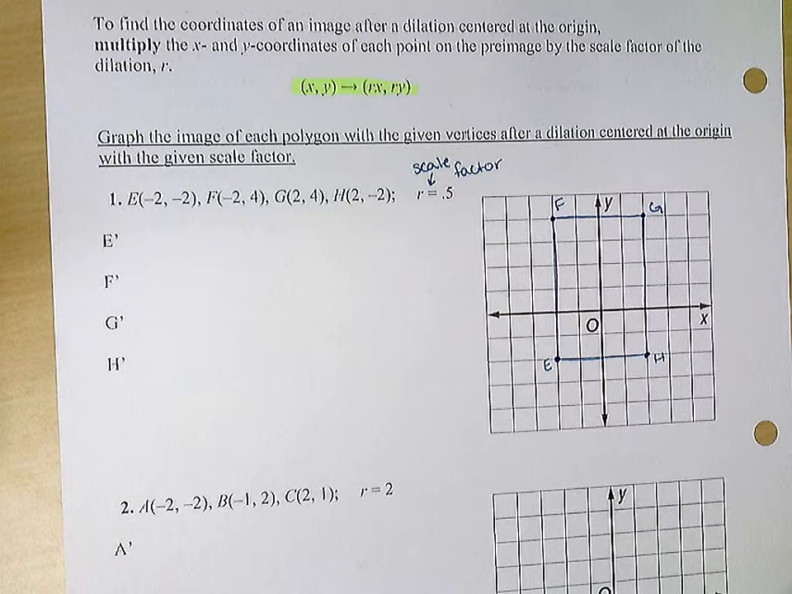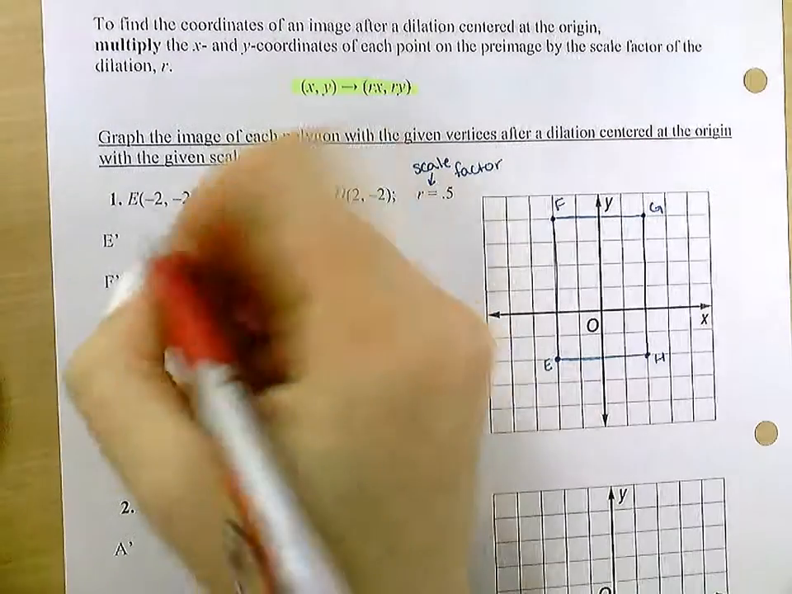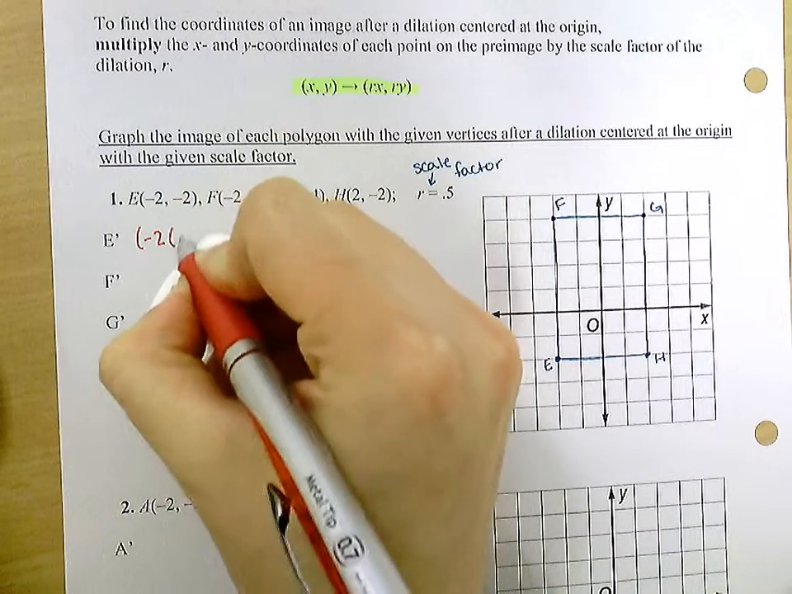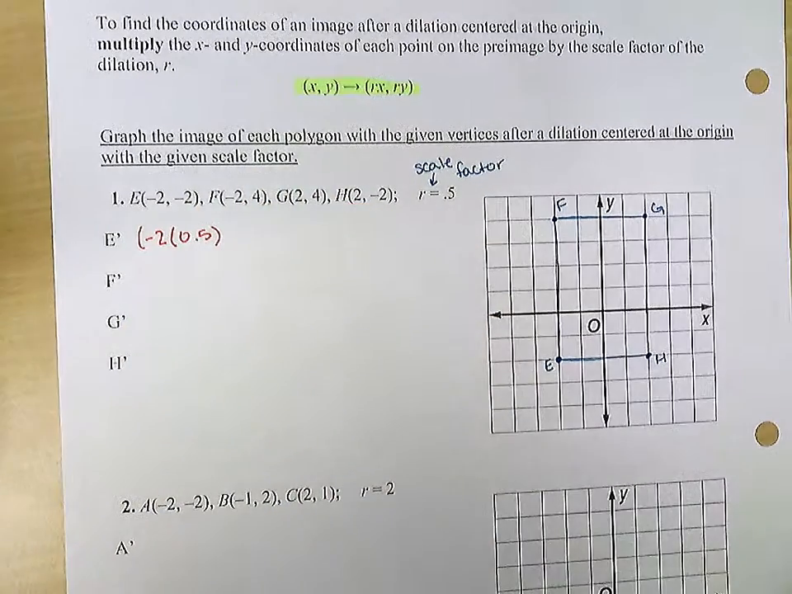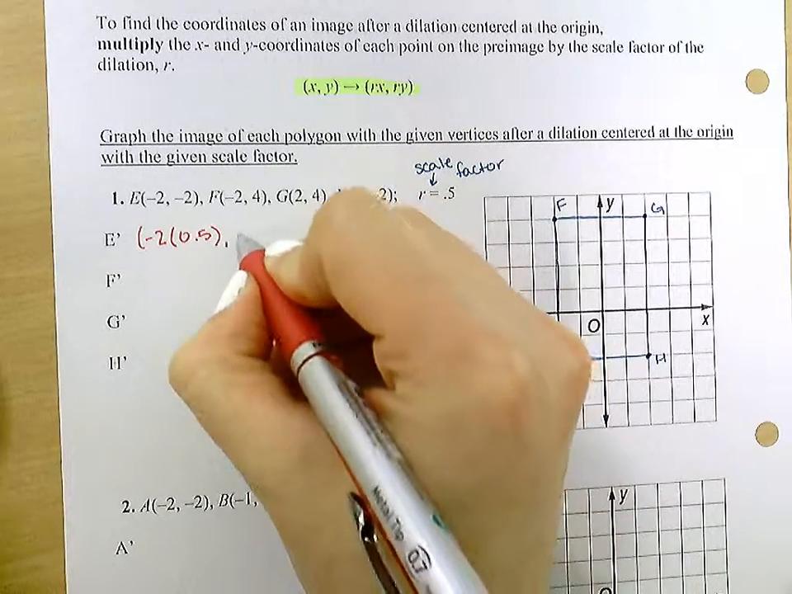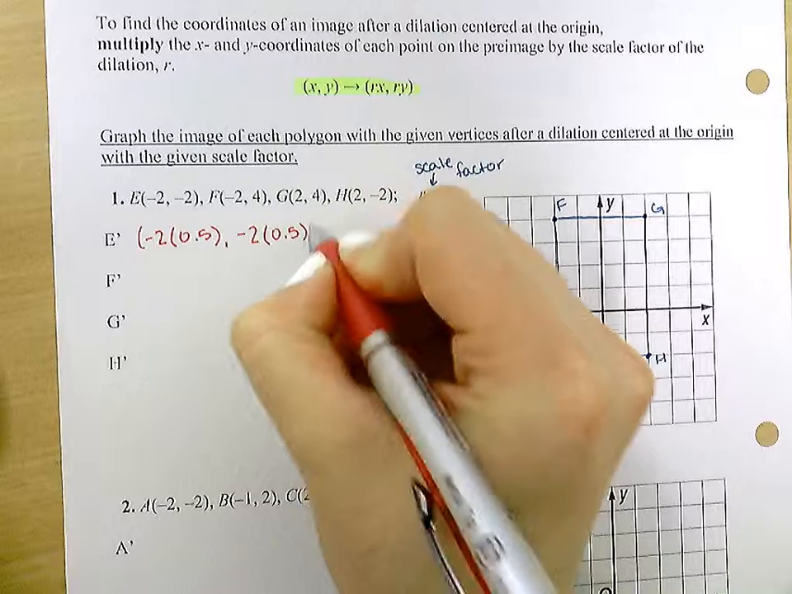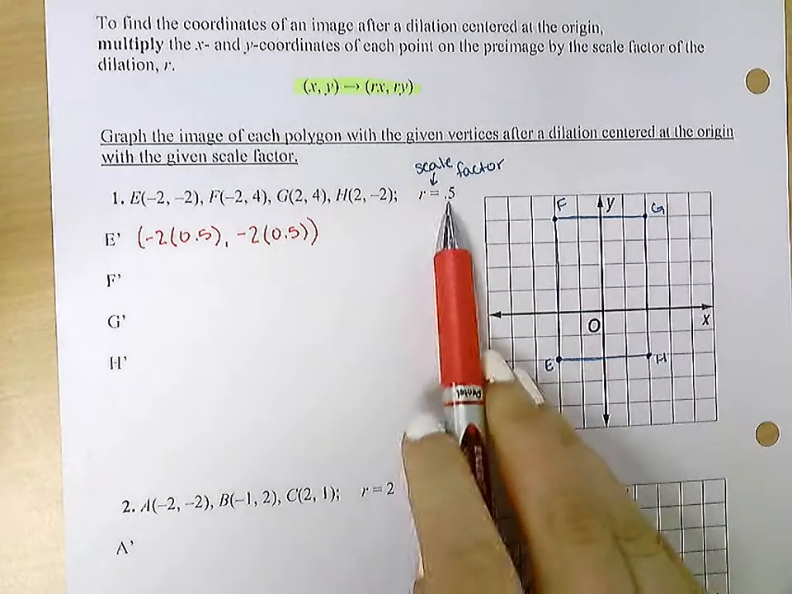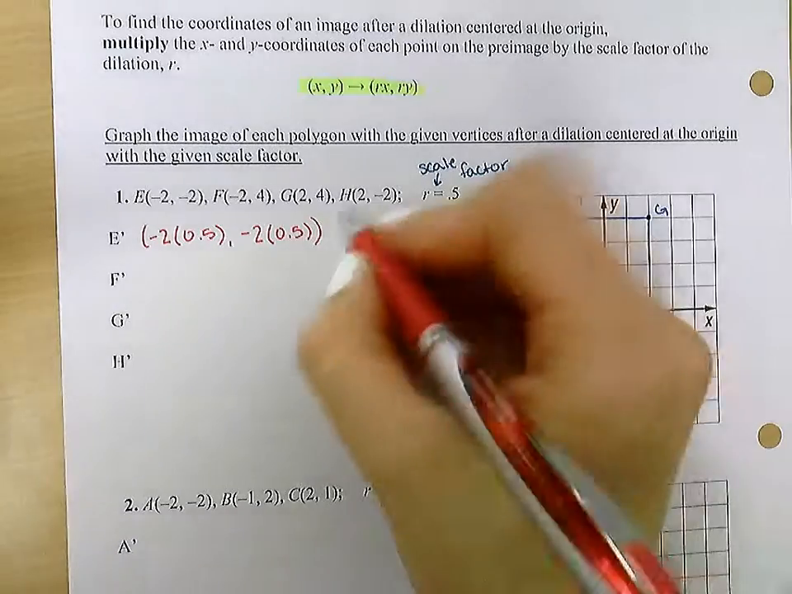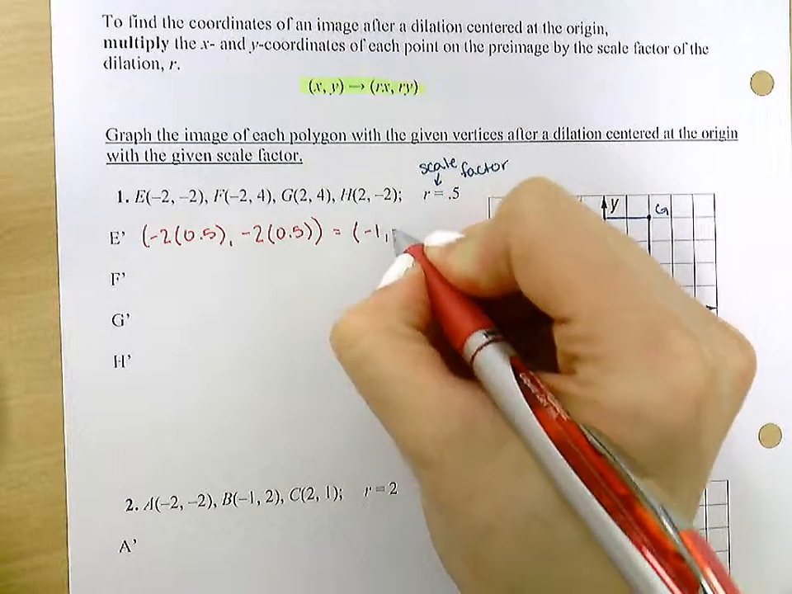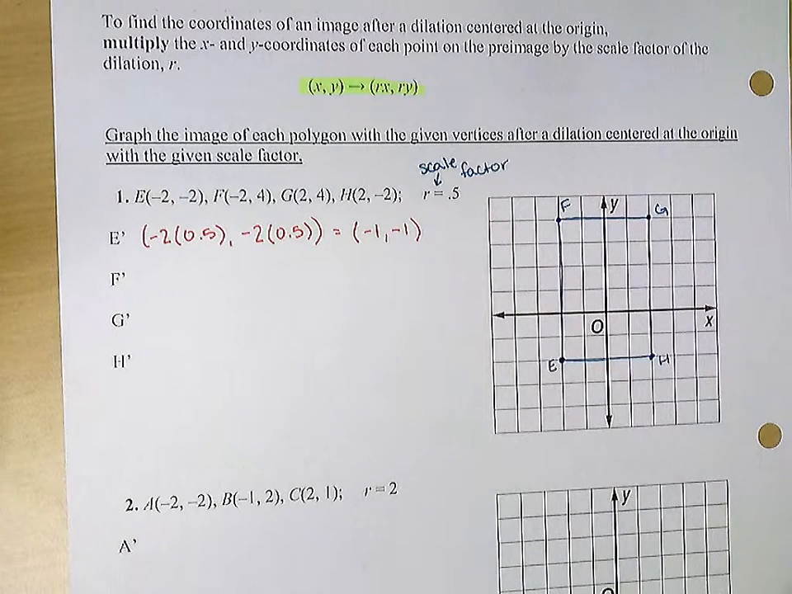Next I want my image, and to find my image, all I have to do is multiply that 0.5 into both x and y for each of my coordinates. So for point E there, I want to multiply -2 by 0.5, and again, -2 times 0.5. So I'm just multiplying r into each of those values. When I do that, I should get -1, -1 as my image coordinate.